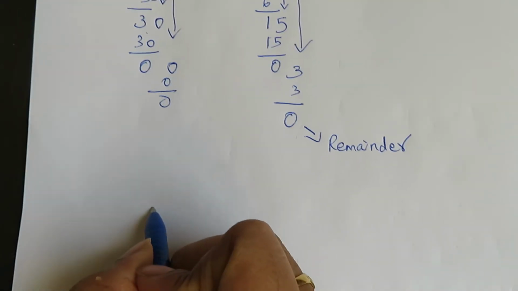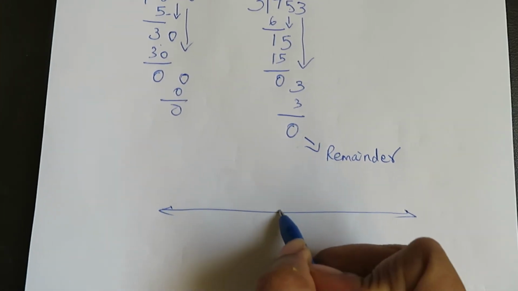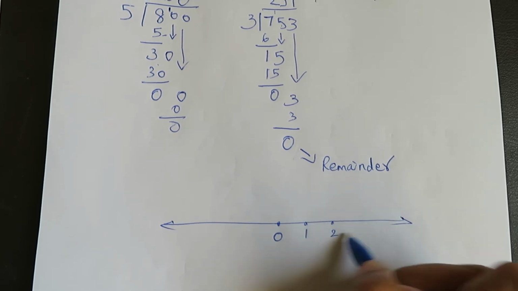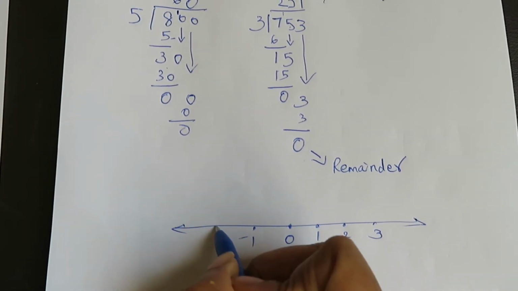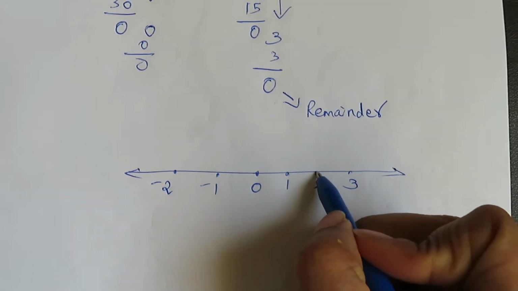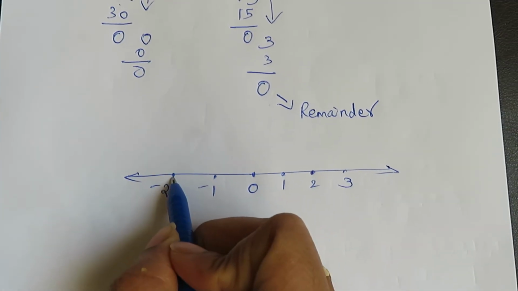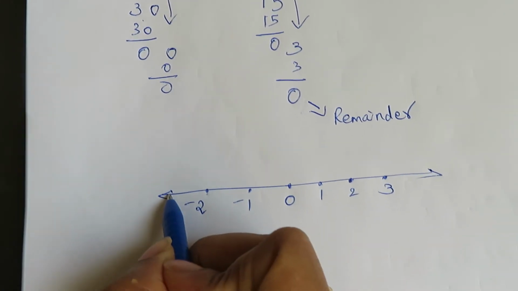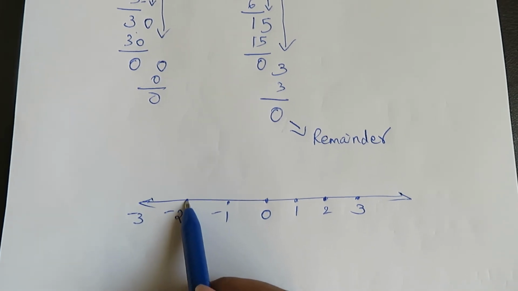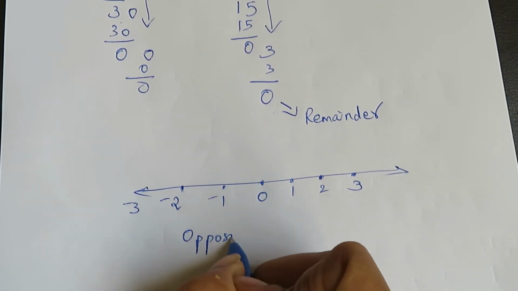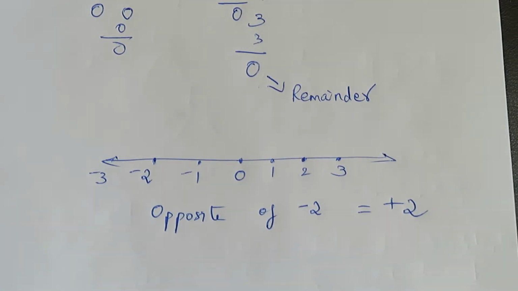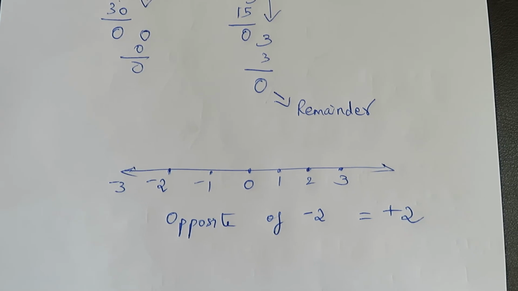Now you should know that when you have a number line, the middle number is 0. All the numbers to the right are positive, like +1, +2, +3. All the numbers to the left are -1, -2, and so on. Clear? What is the opposite of +2? It is -2. The opposite of 3 will be -3. You should know the opposite of any number. And the opposite of -2? What is the opposite of -2? It is +2.